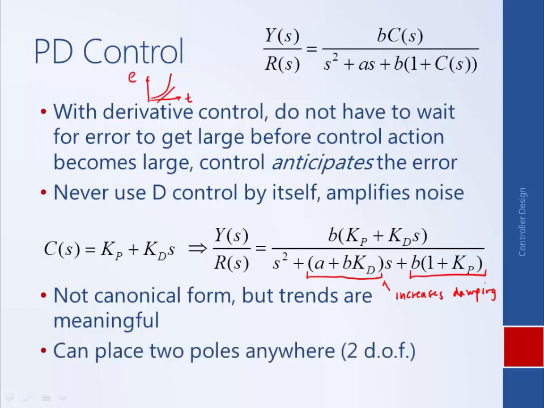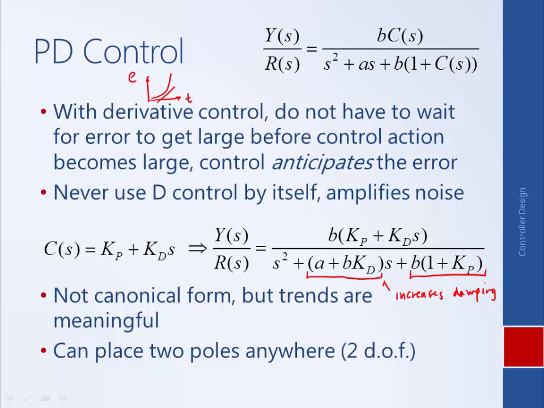Okay. One nice thing about this type of controller is that it's 2 degrees of freedom, just like the PI controller we showed earlier with that earlier example. That is, we have a second order system with 2 poles, and we can place those 2 poles anywhere we'd like by tuning the Kp gain and the Kd gain.